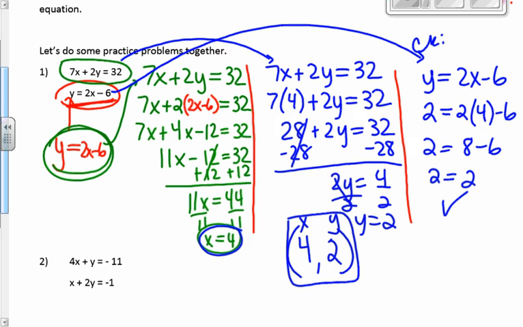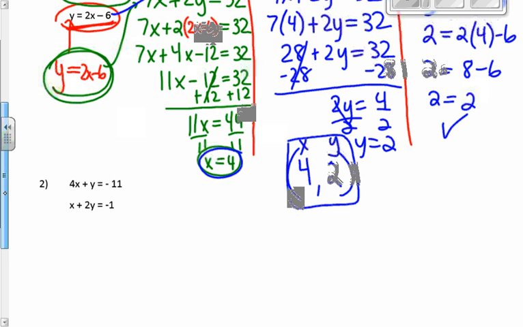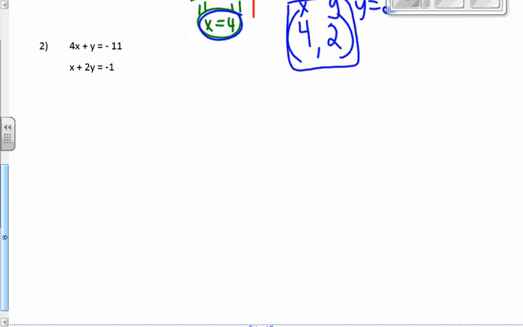Now, the substitution method can be used with an equation that does not have y alone, like in the first one. If you look at number 2, you're thinking, oh, this would be a great problem to do elimination on. I could multiply the bottom equation by -4. I could multiply the top equation by -2. But the directions are asking you to solve it using substitution.